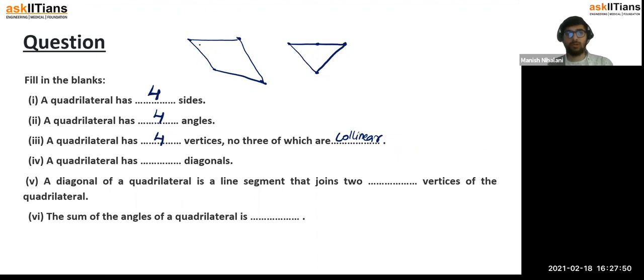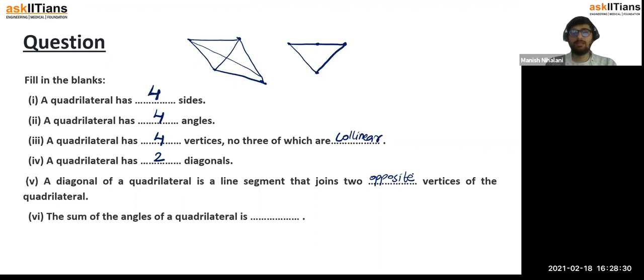At most a quadrilateral can have two diagonals, right? A quadrilateral can have two diagonals, because even if you consider a rectangle, square, trapezium, or any other quadrilateral, you would get only at max two diagonals. It says a diagonal of a quadrilateral is a line segment that joins two opposite vertices of a quadrilateral, right? Adjacent vertices are just sides, right? So that is why a diagonal connects the opposite vertices of the quadrilateral.